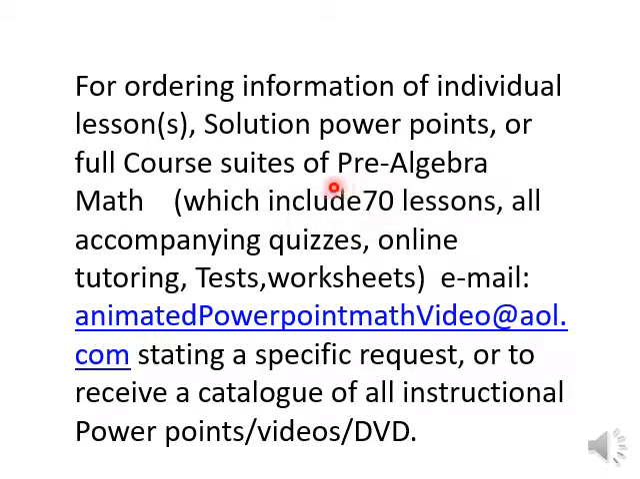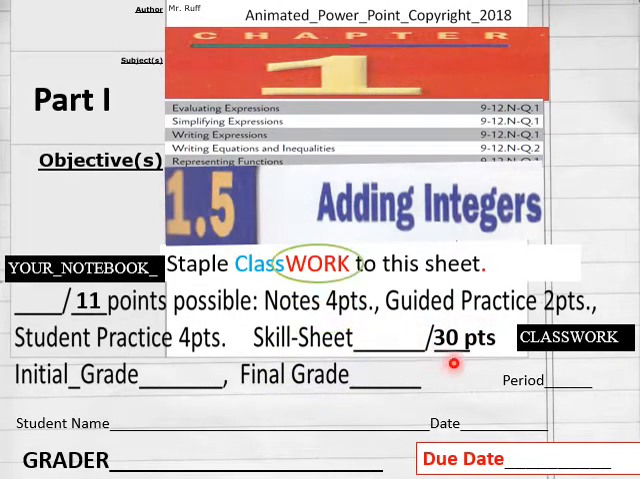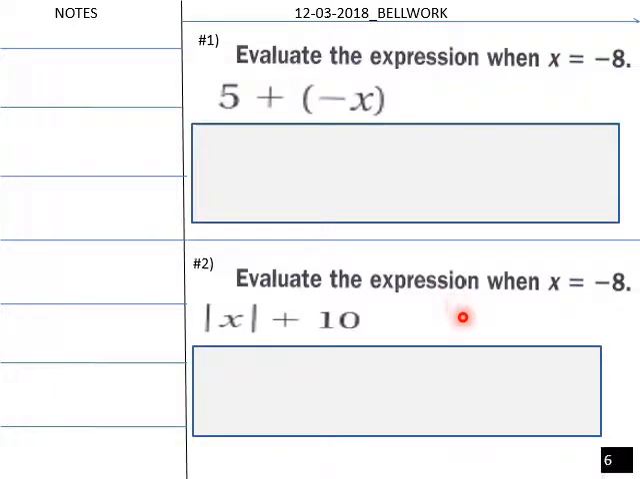Hello everybody, getting ready to do lesson 1.5 part 1 pre-algebra math classwork lesson today. You've got 30 points on your classwork sheet and 11 points in your notebook. Have those out. Students, put your name, date, period here, and then due date here for onliners and homeschoolers. And we go into our bell work for today.